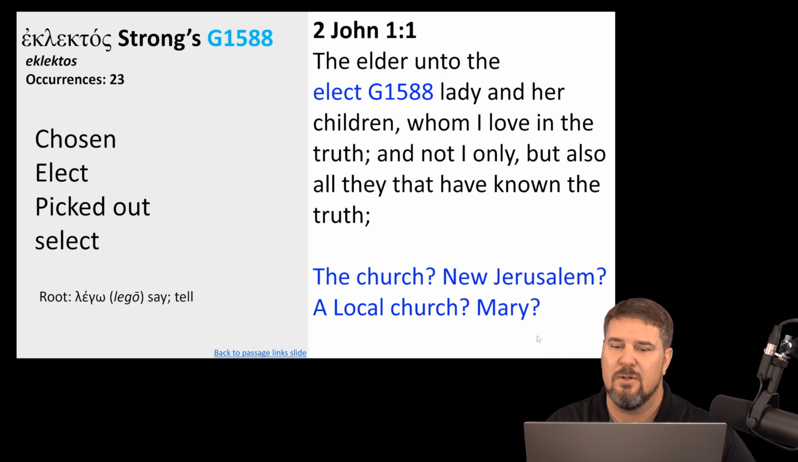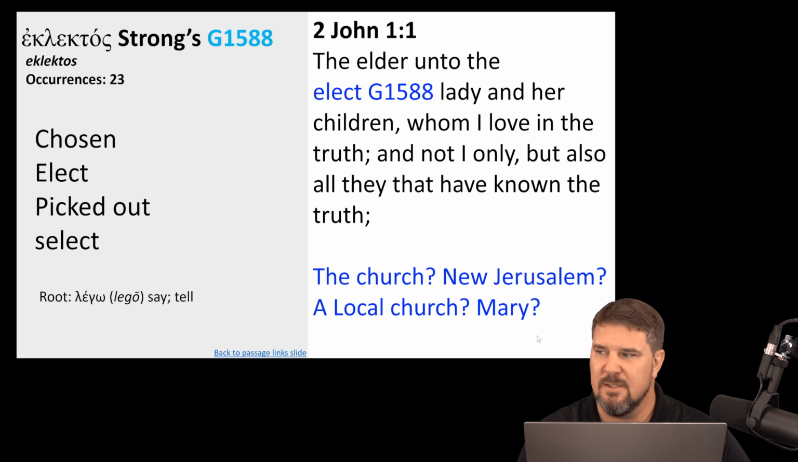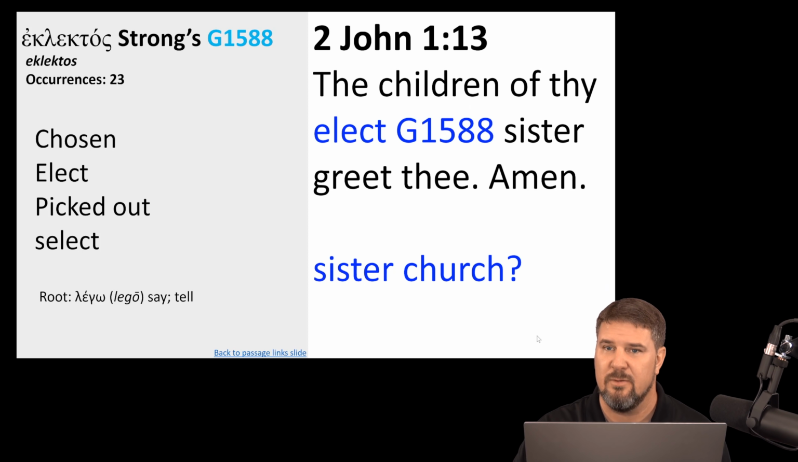2 John 1:1, the elder unto the elect lady and her children, whom I love in the truth. Now this has baffled a lot of people. It could be the church, could be New Jerusalem, could be a local church, could be Mary. That doesn't mean it's baffling me, or that I want you to put comments in there trying to tell me who it is. I'm just trying to let you know what the options are, and I'm not trying to talk about this verse in any more detail. Sometimes when I lay options out there, people think they have to make comments or send me emails telling me what something is. I'm trying to be quick and not delve into the exegesis of this passage. But it would not support Calvinism, that's for sure. 2 John 1:13, the children of thy elect sister greet thee. And it could be a sister church?